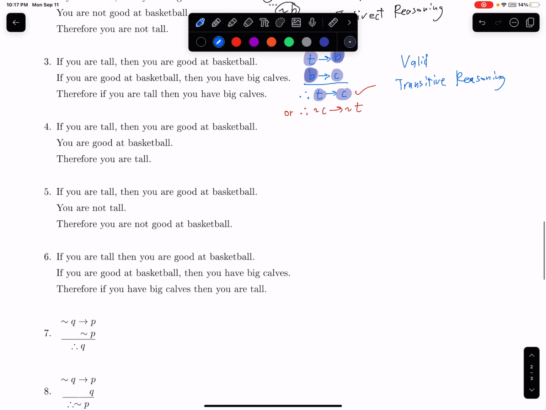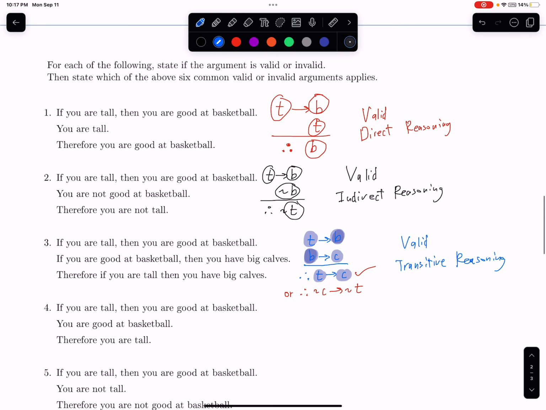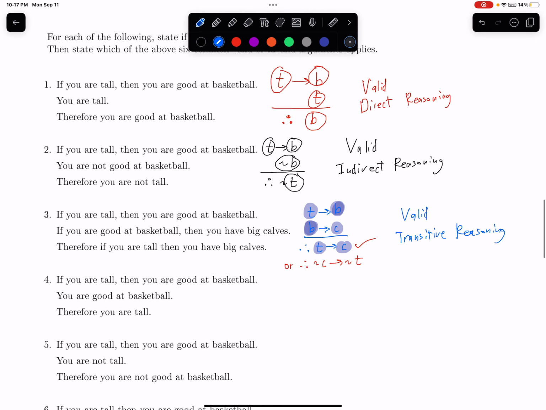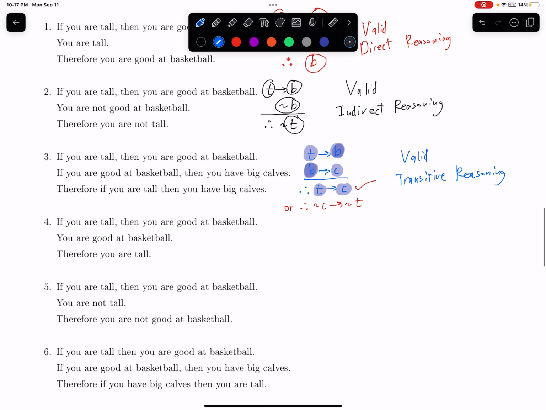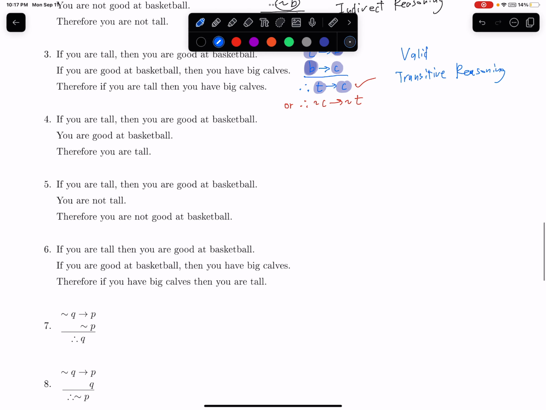Okay, number 4. And you probably see what's going on here, right? We're going in order so far of the 3 valid ones. We've got the same initial starting premise. Probably what's happening is we're going to do the ones that are wrong now, right? The invalid arguments. Let's see.